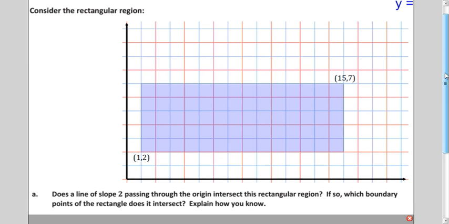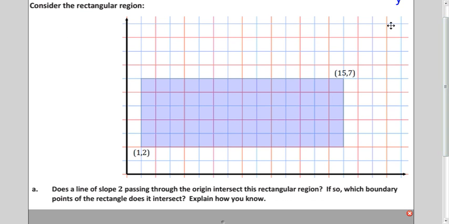So what happens if we draw a line with a slope of 2 that goes through the origin? Will it go through our region? So here's the origin, up 2 over 1, up to the right 1. And yes, it goes through it twice. And it looks like it hits this lattice point right here, the point (1, 2).